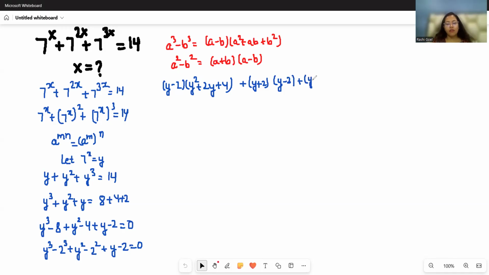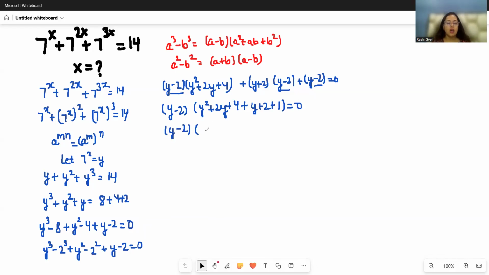plus (y - 2) = 0. Now I can take this (y - 2) as common. So what's left? (y^2 + 2y + 4) + (y + 2) and this 1 equals 0. So (y - 2) times, y^2 is only 1, in terms of y we have 2y and y, that is 3y, and 4 plus 2 is 6, plus 1 is 7, equals 0.